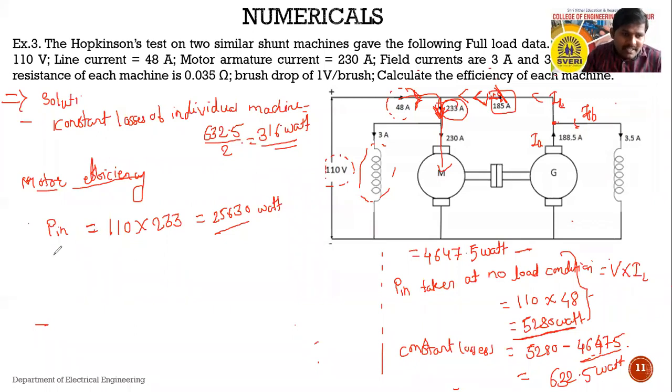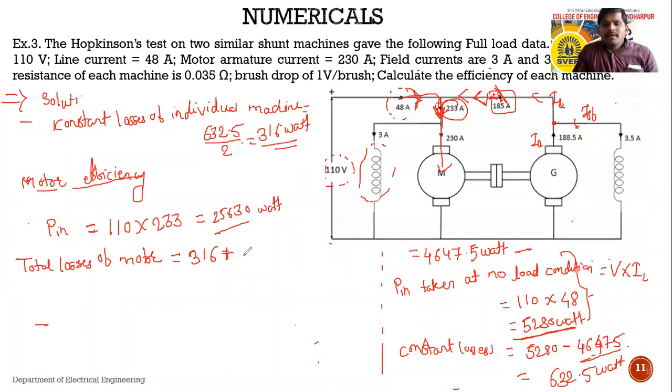सो टोटल लॉसेस ऑफ द मोटर. टोटल लॉसेस ऑफ मोटर किती आहेत? कॉन्स्टंट लॉसेस ऑफ द मोटर, मोटरचे कॉन्स्टंट लॉसेस किती आहेत? 316, राइट? हेलो, Yes, sir. कॉपर लॉसेस ऑफ द मोटर, मोटरचे कॉपर लॉसेस स्टार्टिंगला कॅल्क्युलेट केलेले आपण किती आहेत? 2641 पॉइंट किती 5 ना?